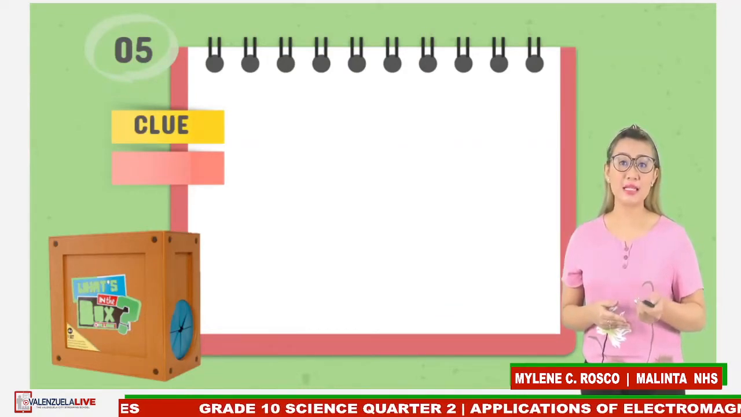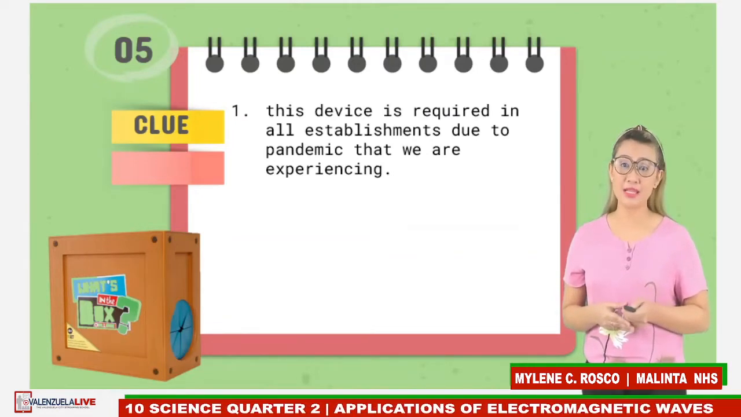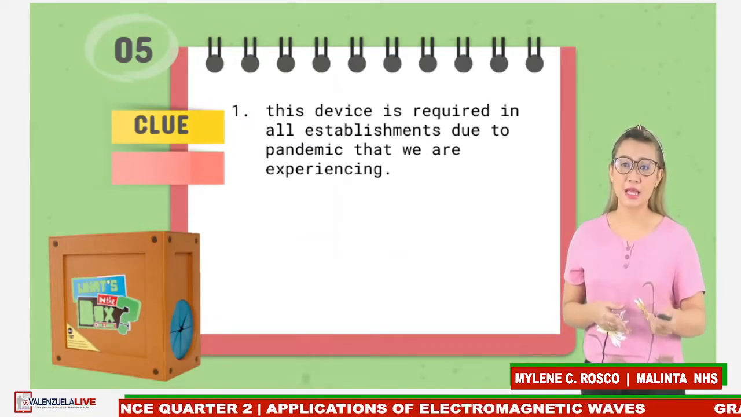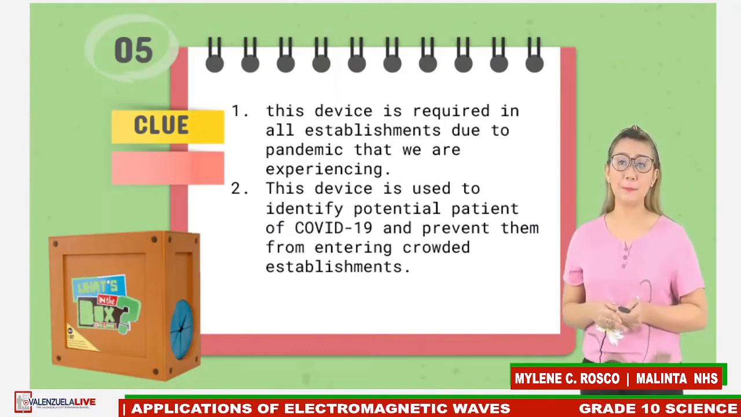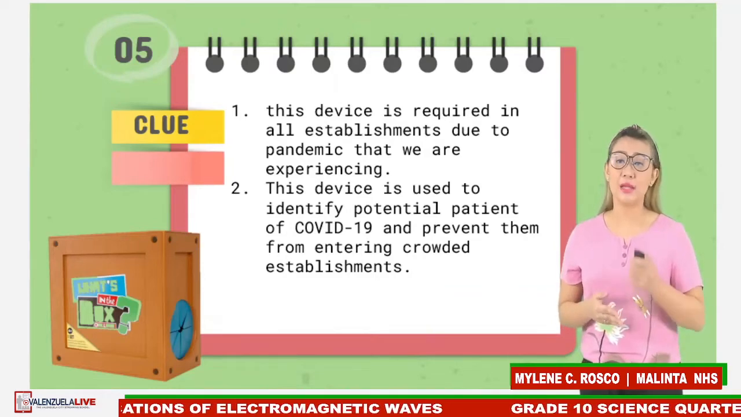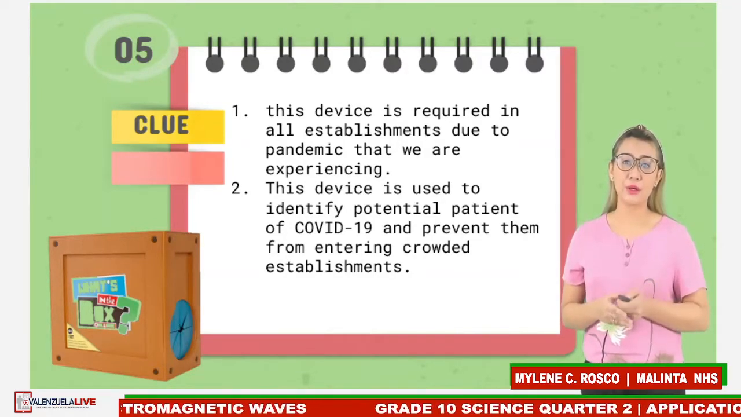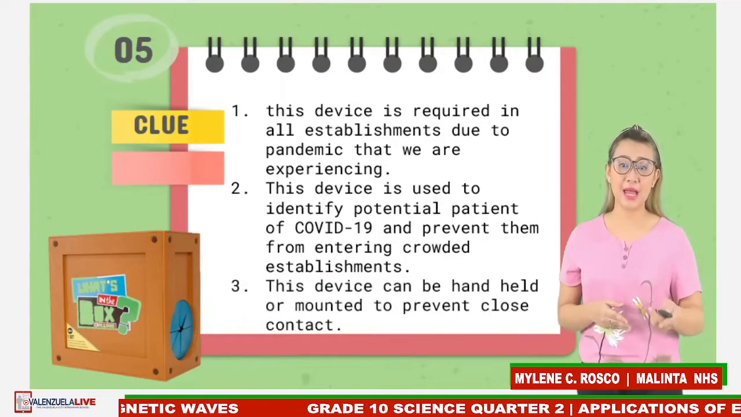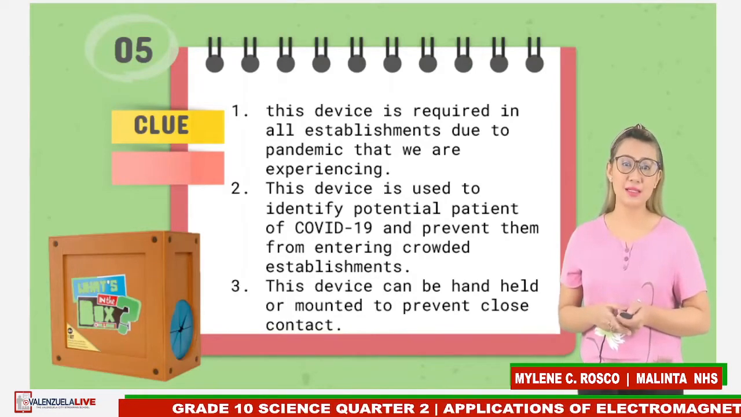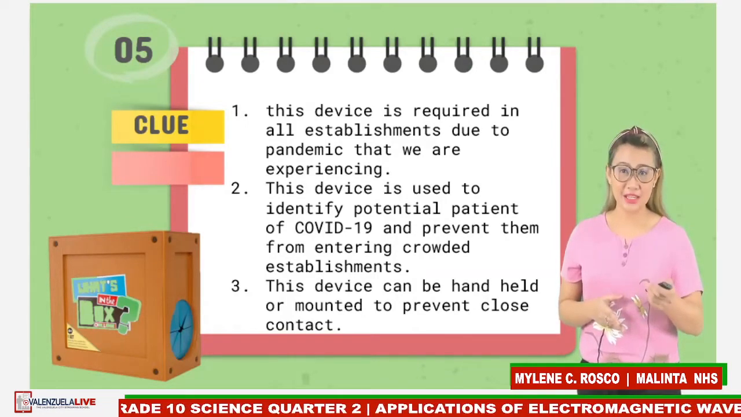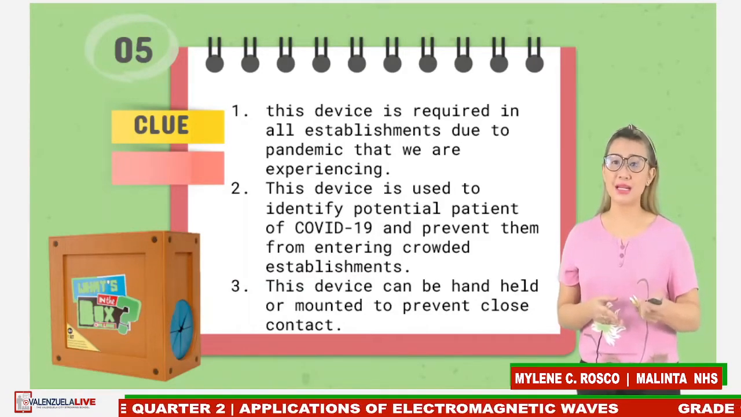This device is required in all establishments due to the pandemic that we are experiencing. Second clue, this device is used to identify potential patients of COVID-19 and prevent them from entering crowded establishments. Third clue, this device can be handheld or mounted to prevent close contact. So key in your answer on the comment section. What's in the box? 5 seconds, go.